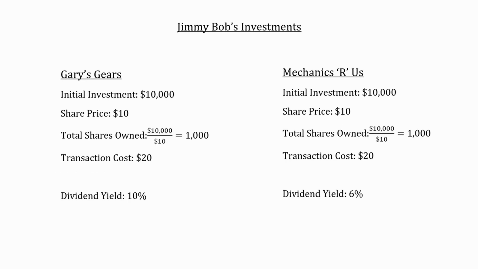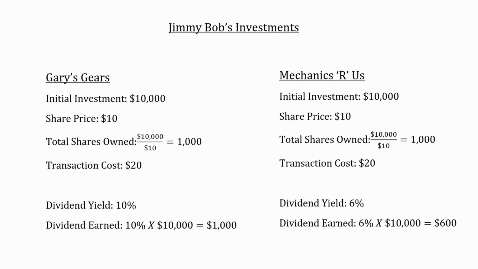Gary's Gears has a dividend yield of 10%, while Mechanics R Us has a dividend yield of 6%. If you're not too sure what dividend yield is, I've made a video explaining all about it, the link to which will be in the description below. This means that over the year Jimmy Bob held his investment, he earned $1,000 in dividends from Gary's Gears and $600 in dividends from Mechanics R Us.